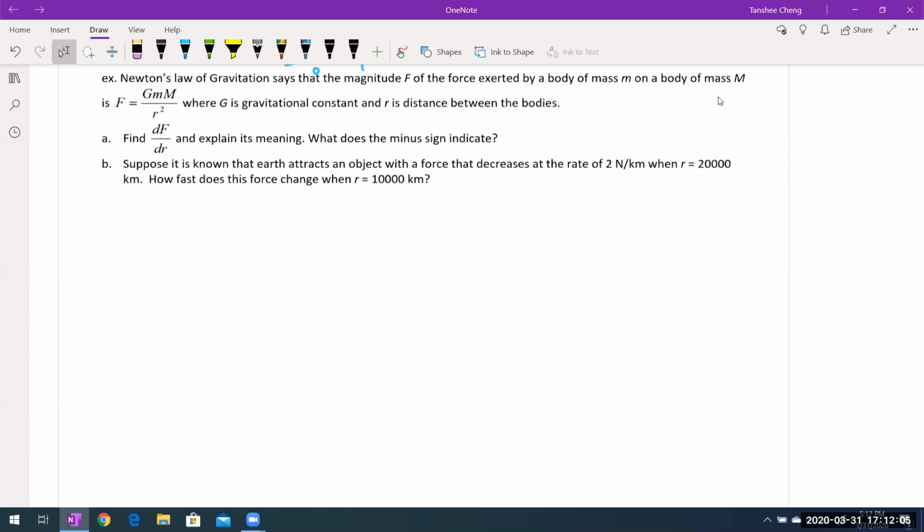And also, how do we interpret it? We learned how to take derivatives. Now, when we talk about applications, we need to know how to interpret the derivative of the equations or functions. So for part A, I take the derivative of F equal to G little m big M divided by R squared, with respect to R on both sides of the equation.